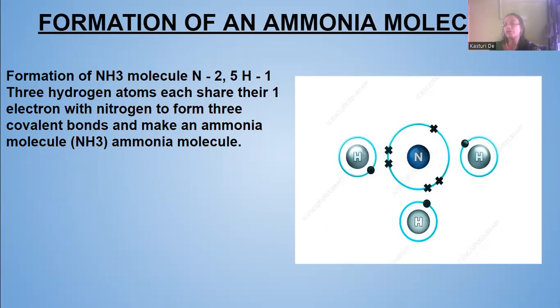So the electronic configuration is 2 and 5. Its valency is 3. That means it requires 3 atoms to form a molecule. Ammonia means nitrogen trihydride. That means 3 hydrogen atoms are required to form 1 ammonia molecule. Each hydrogen atom has 1 electron on the outermost shell, so it will share that 1 electron with nitrogen. So nitrogen forms an octet, and hydrogen also forms a duplet by sharing the electrons. That's why ammonia is formed, and it forms a covalent bond by sharing of electrons.